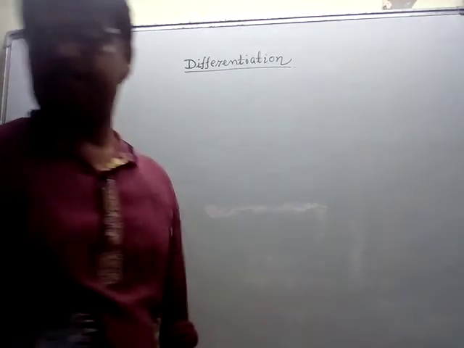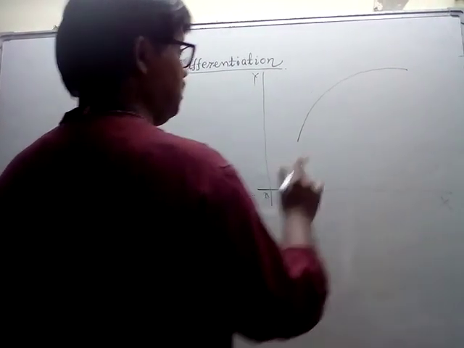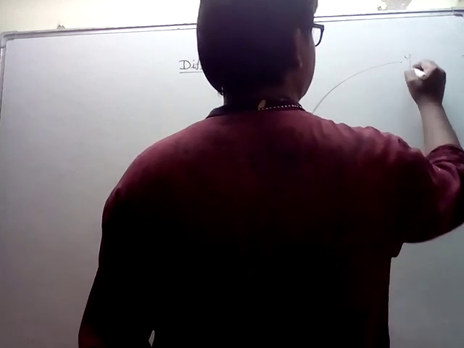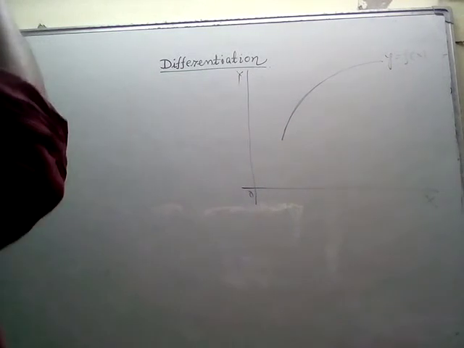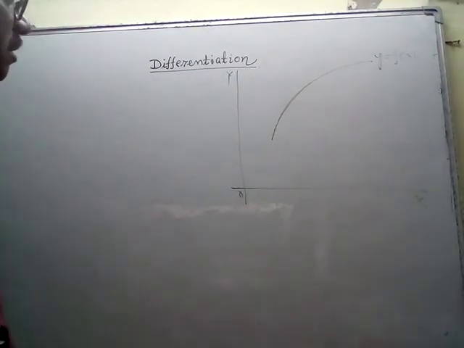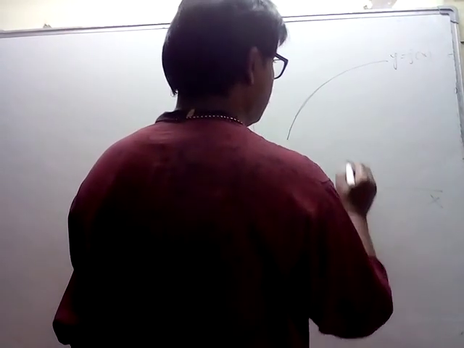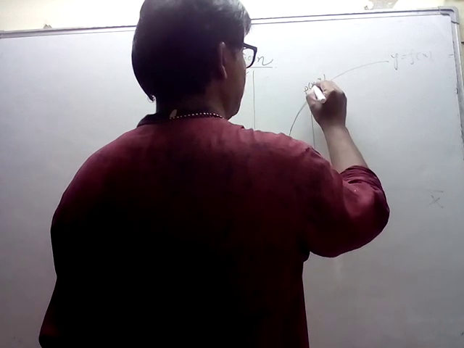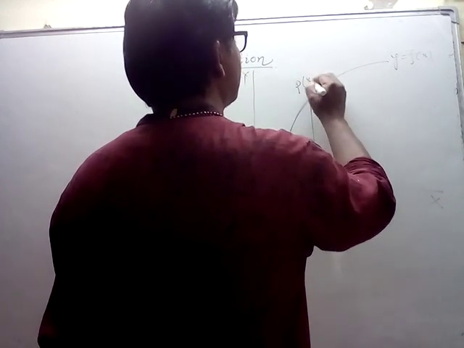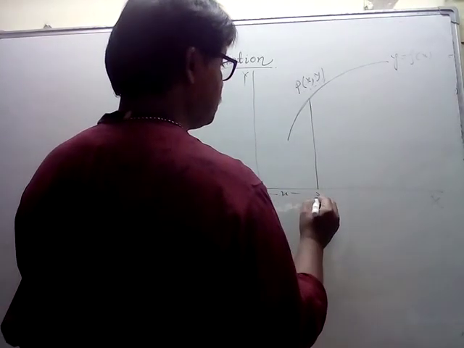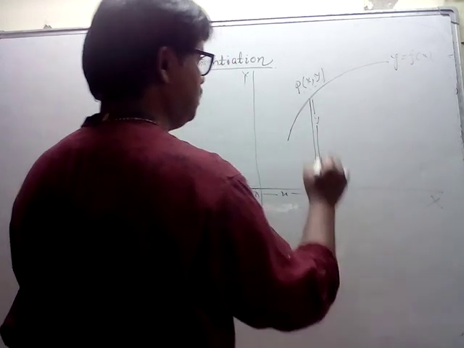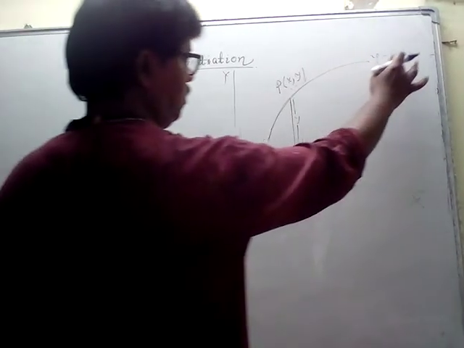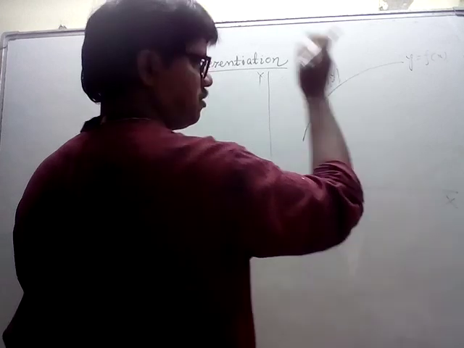Now, geometrical representation. Suppose y equals f(x) in a rectangular Cartesian coordinate system. This is the x-axis, y-axis, origin. This curve is denoted by y equals f(x), a function defined on some interval. If this point is P, whose coordinate is x comma y, then this equals x and this equals y. Y means f(x), so we can write P as x comma f(x) also.